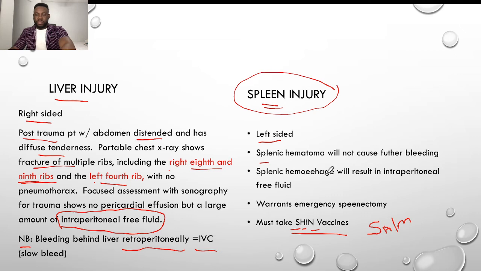And mind you, the spleen is also intraperitoneal. So if there's a splenic hemorrhage, it's going to be intraperitoneal free fluid.